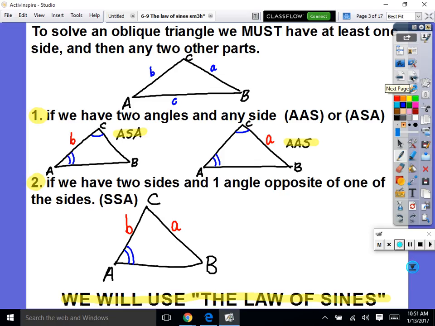All right, so to solve an oblique triangle, we must have at least one side and then any other two parts. So I'll say that again. To be able to actually find missing pieces of an oblique triangle, we have to at least have one side and then any other two parts. So this is when we're going to use the law of sines. One, if we have two angles and any side, then we're going to be able to use the law of sines.